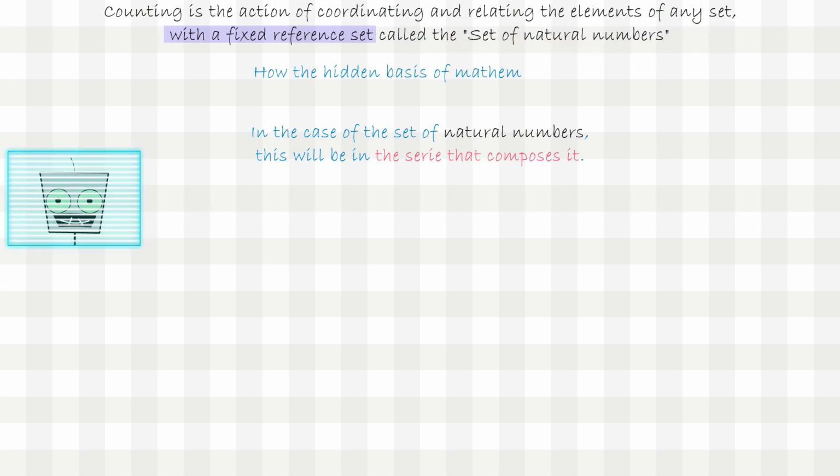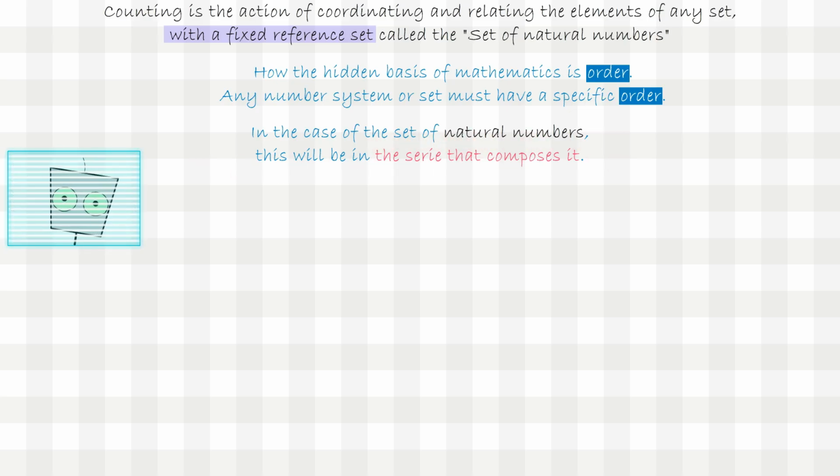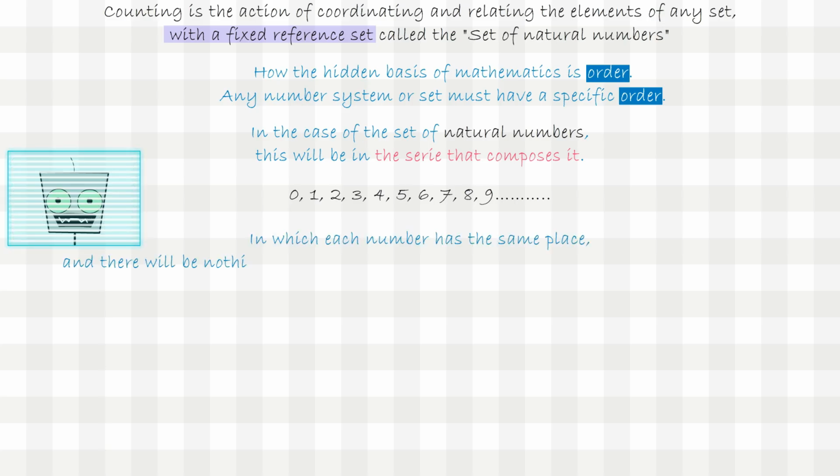How the hidden basis of mathematics is order. Any number system or set must have a specific order. In the case of the set of natural numbers, this will be in the base that composes it, in which each number has the same place. There will be nothing between it and its predecessor or between it and its successor. Look at the number series. There is nothing between 5 and 4, nor is there any value between 5 and 6.